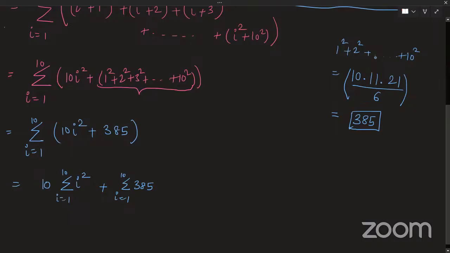So what is this thing? The first sum is really easy. We have calculated it earlier, so it is directly 385, right? We have calculated it here, so you can just use it.